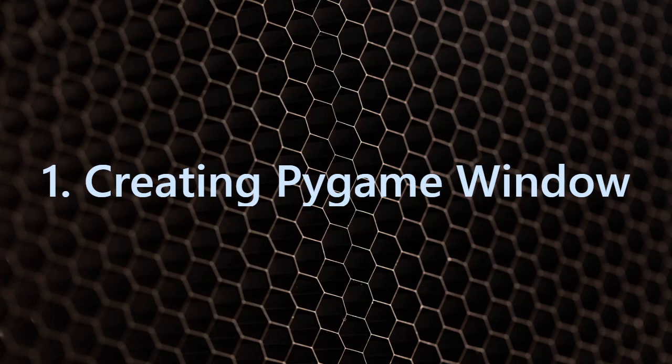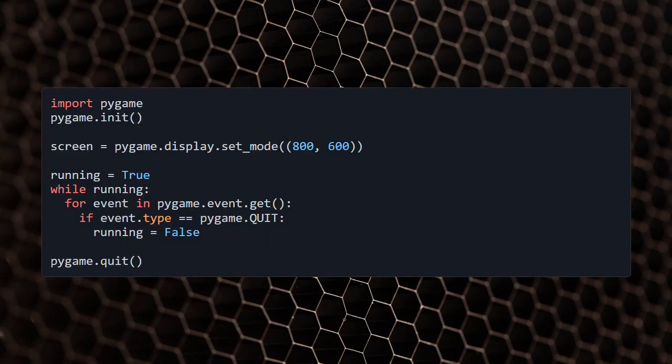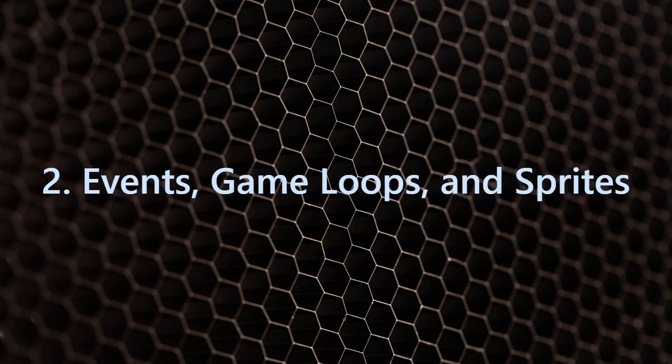Let's start by creating our first Pygame window. First, we need to import Pygame and initialize it. Then, we create a window by defining its width and height, and finally, running our game loop. Here's a simple example. Now let's learn about events, game loops, and sprites for our game.